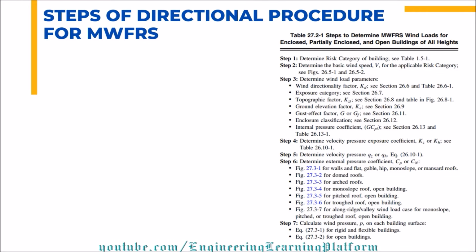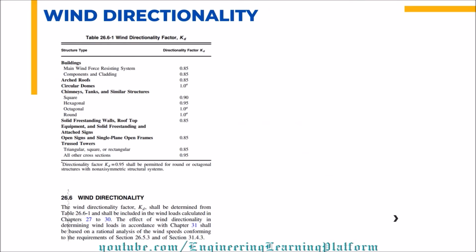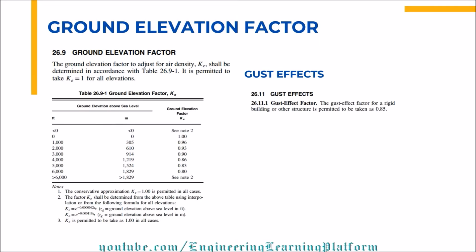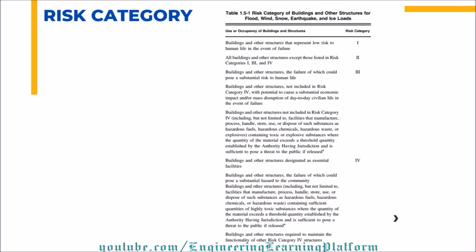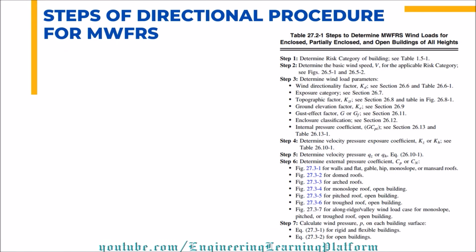Then comes the gust effect factor. Now if your building is rigid, you are permitted to take the gust effect factor as 0.85. That's what the code says. The gust effect factor for a rigid building or other structure is permitted to be taken as 0.85. Now these parameters will be quite useful while calculating the wind pressure, which I will be showing you in a while.